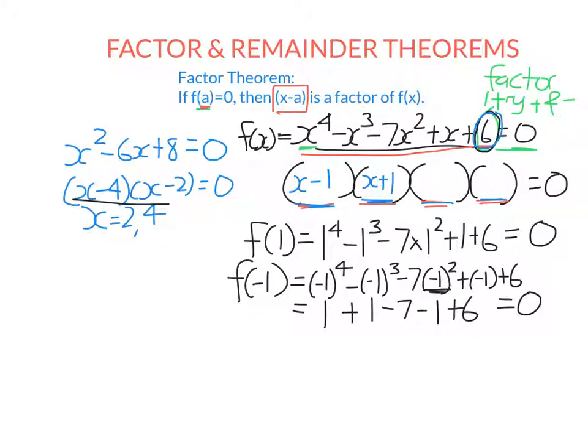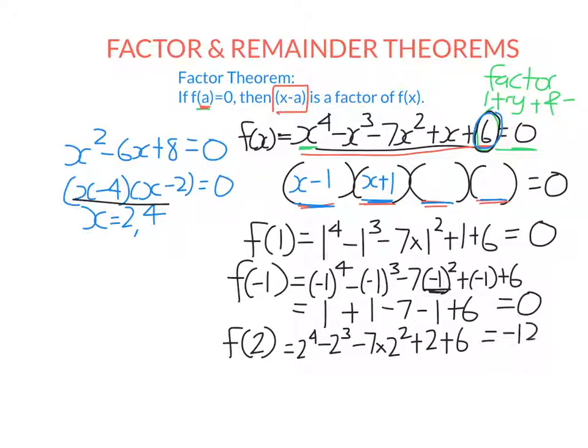So let's try x equals 2. So if I try x equals 2, I just substitute that value for x. So this is what happens when I substitute x for 2. Now, if I put that in my calculator, this time I don't get 0. I actually get minus 12. So that didn't work, which means x minus 2 is not a linear factor.